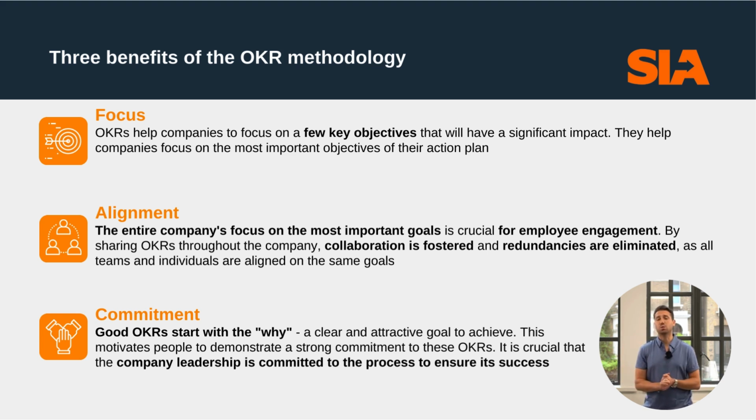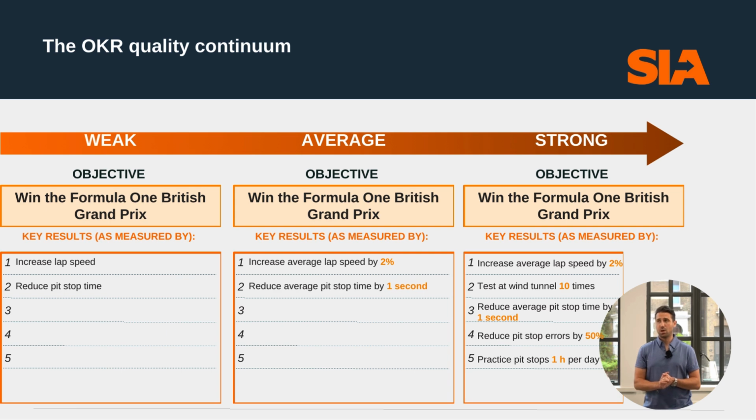So let's look here at a few examples, and these admittedly are very high level and broad examples of weak all the way through to strong OKRs. And here we're going to take a very broad objective, a very big inspirational goal from the sporting world, which is win the Formula One British Grand Prix. So win a specific Grand Prix within the Formula One season.